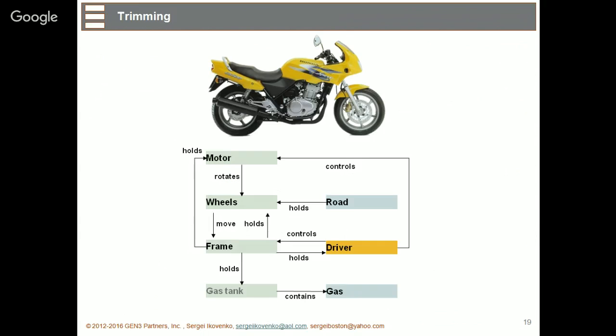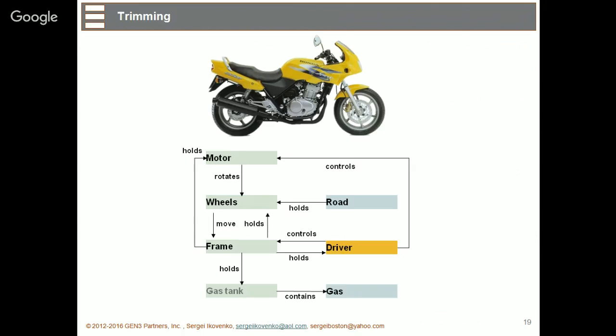Because there was an issue with the gas tank, trimming suggested that instead of improving or optimizing the gas tank, let us throw it away. We can do it, but the gas tank performs some useful functions. It contains gasoline. So I can throw out the gas tank if the function is performed by something else. I need to teach the remaining parts of the system to perform the function to contain gasoline.